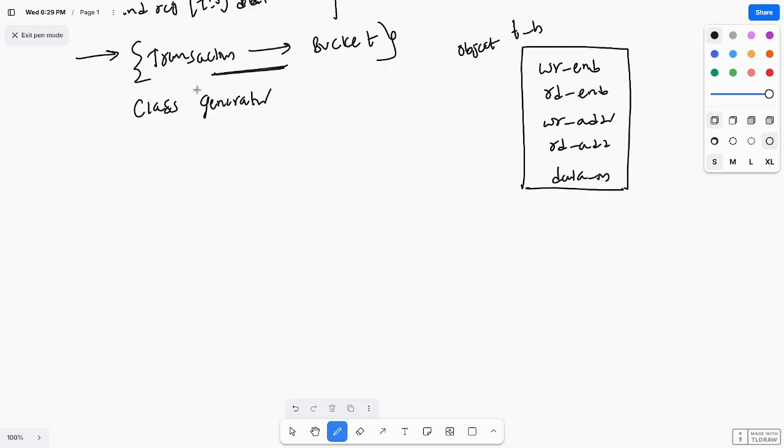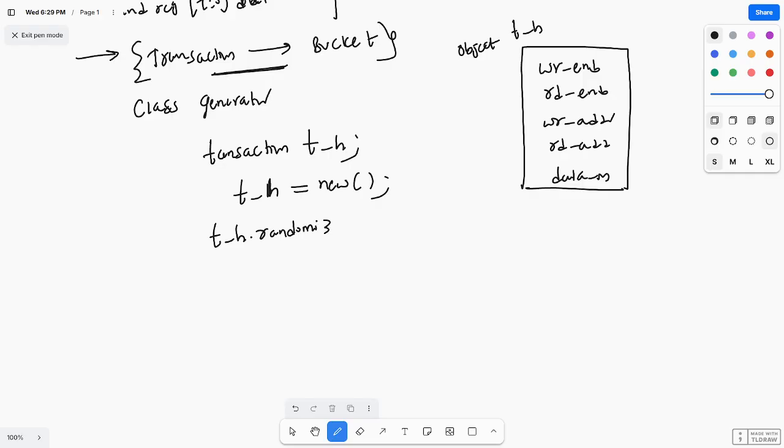You already remember how we wrote the objects. You need some handle, no? So the handle I'm using is t_h for the transaction, and I need to create the object with the help of the handle. So t_h equal to new. And how to randomize these values? t_h.randomize. When you call this function, all those values will be randomized.